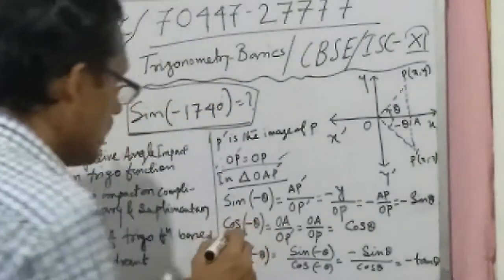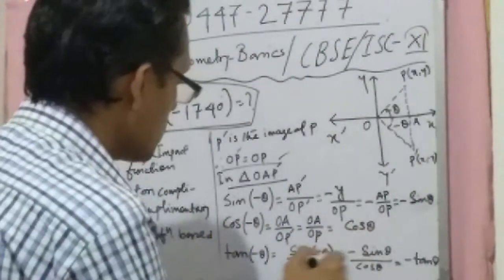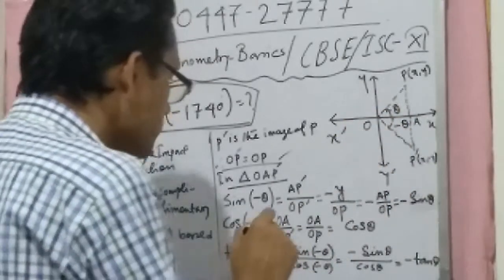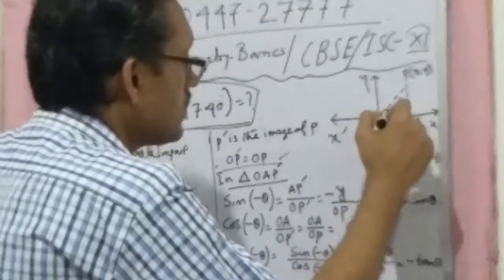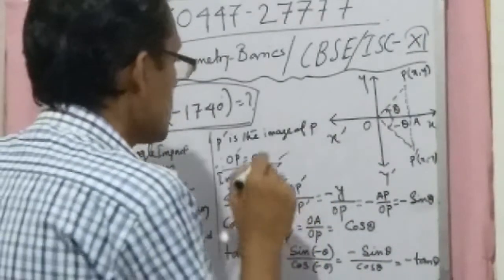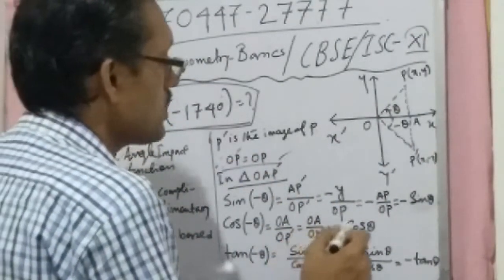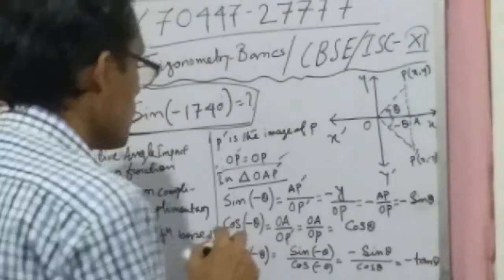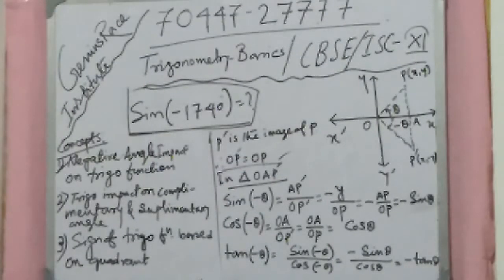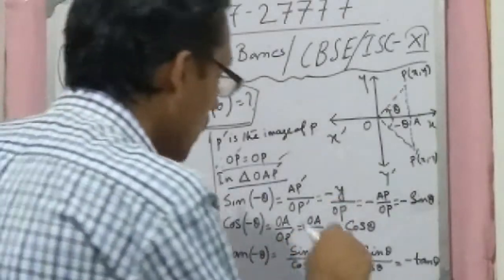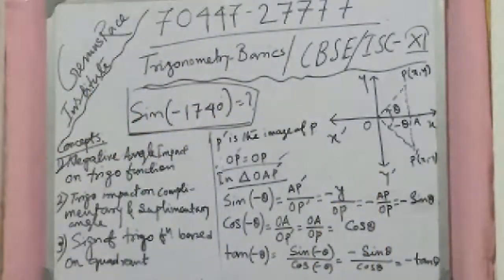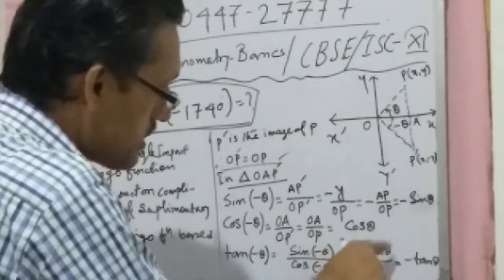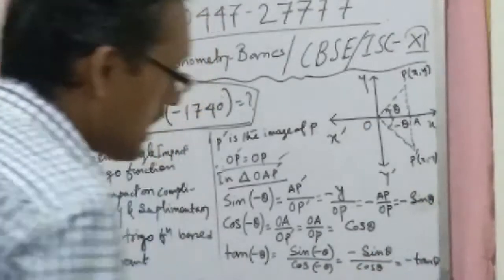Similarly, we can show that cos of minus theta equals cos theta. How? Let's start. Cos of minus theta, using the same triangle, is OA by OP dash, and since these two are equal, OA by OP, that will be cos theta. So cos of minus theta equals cos theta, as we already observed. Now tan of minus theta will be sin of minus theta by cos of minus theta, so minus sin theta by cos theta equals minus tan theta.